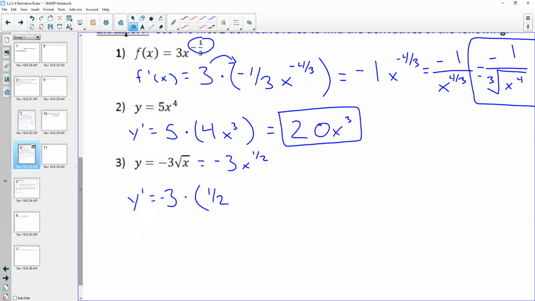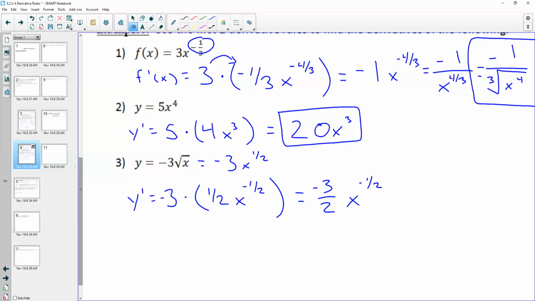I don't want to forget my negative there, sorry. Then we'll put the 1 over 2 in front. We will subtract 1 from 1/2, so we will get negative 1 over 2. Okay, we can multiply this in now. So negative 3 times 1 over 2 is equal to negative 3 over 2, x to the exponent negative 1 over 2.